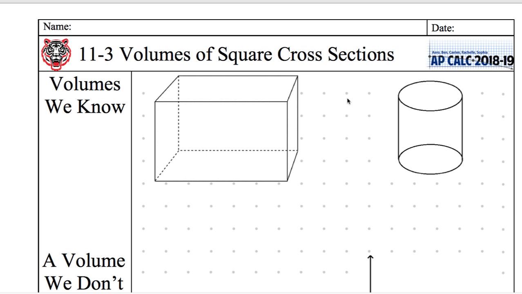This is AP Calculus, lesson 11-3. Today's date is Wednesday, March 20th, 2019. Today we're finally doing some volumes.